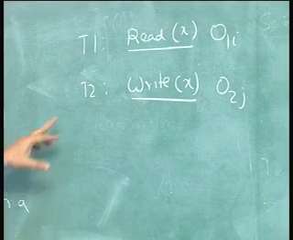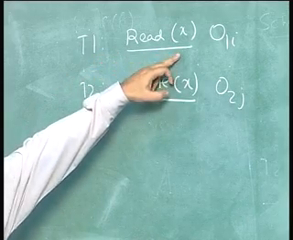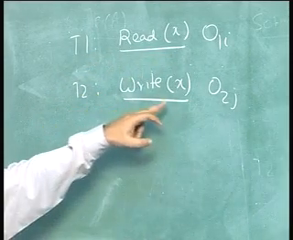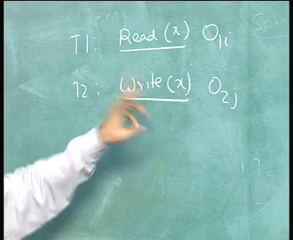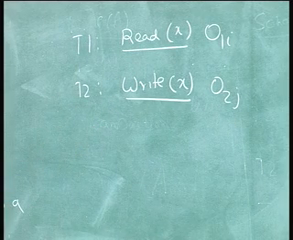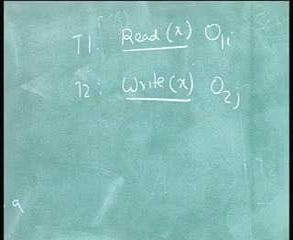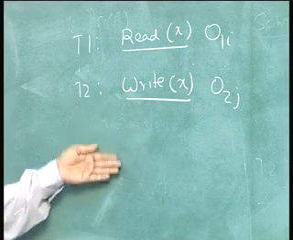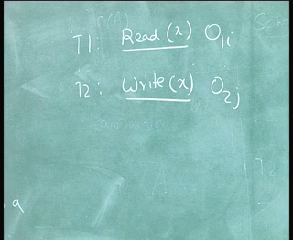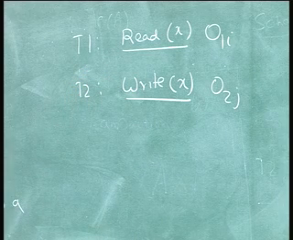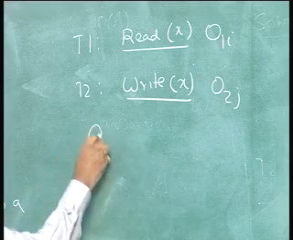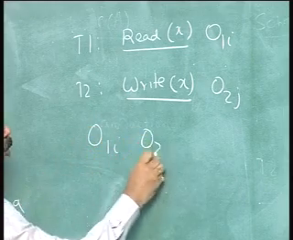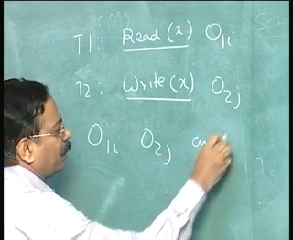Here, as you can see, T1 is reading the data item x, and T2 is writing the same data item x. Since both transactions are accessing the same data item and one of the operations is a write operation, we say that these two operations are conflicting. Whenever we have conflicting operations like this, the first inference is that O1i and O2j are conflicting.